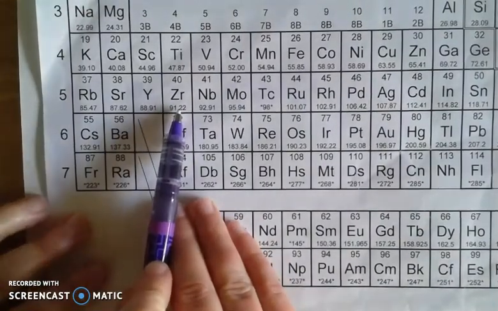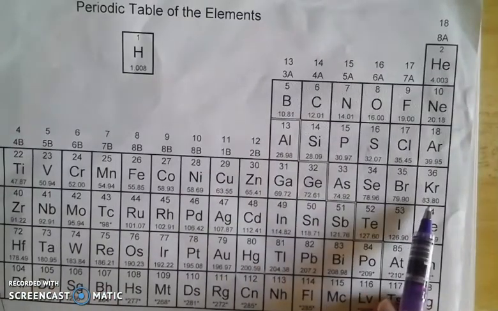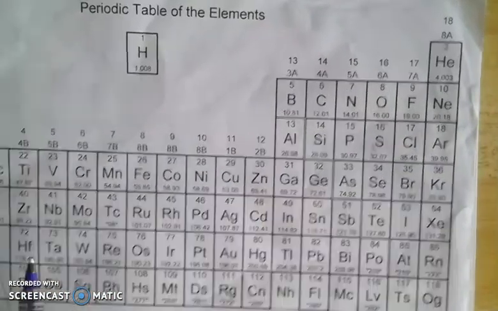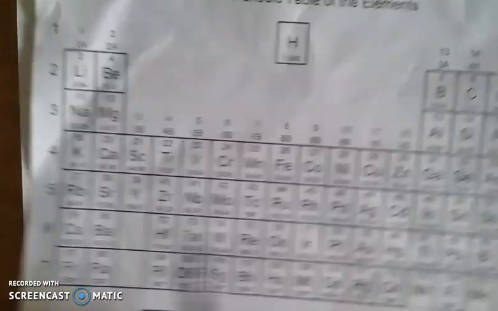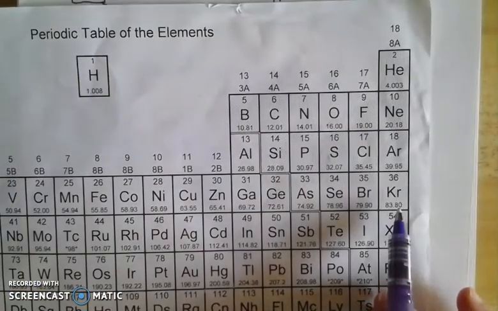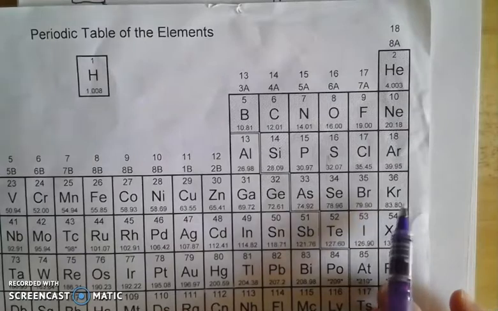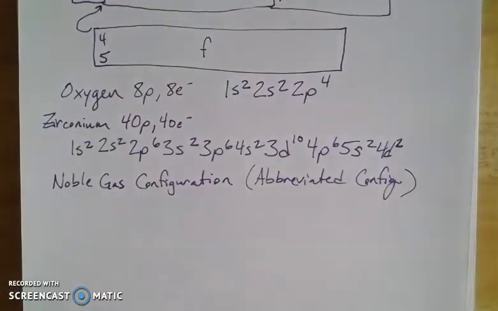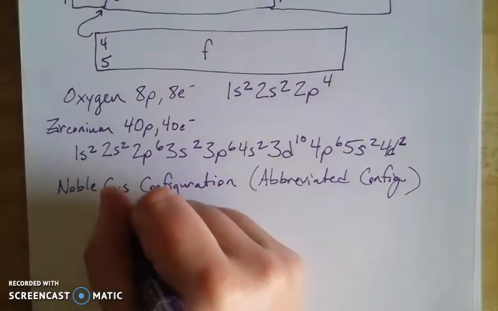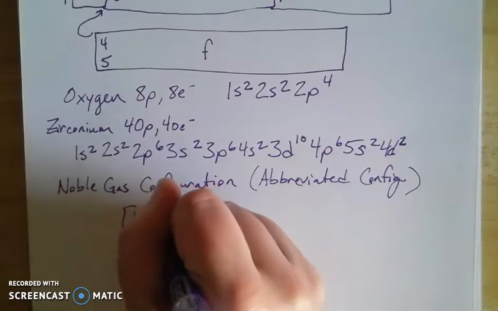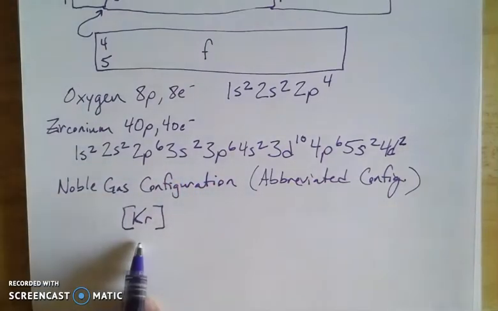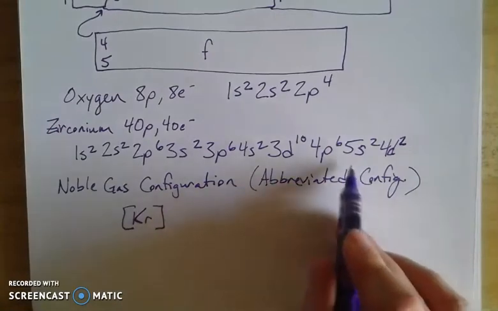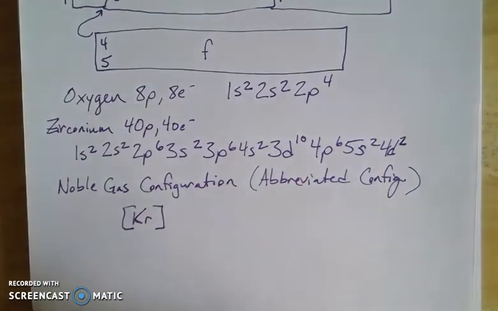Zirconium's here on the periodic table. If I count backwards to my noble gas, so I'm at zirconium 39, 38, 37. If I get to 36, which is krypton, then I can account for the first 36 electrons with just the symbol for krypton, right? If we're just going to use the noble gases to be our benchmark, then if I put krypton in brackets like this, and then I put everything else that comes next, then that's my noble gas configuration.